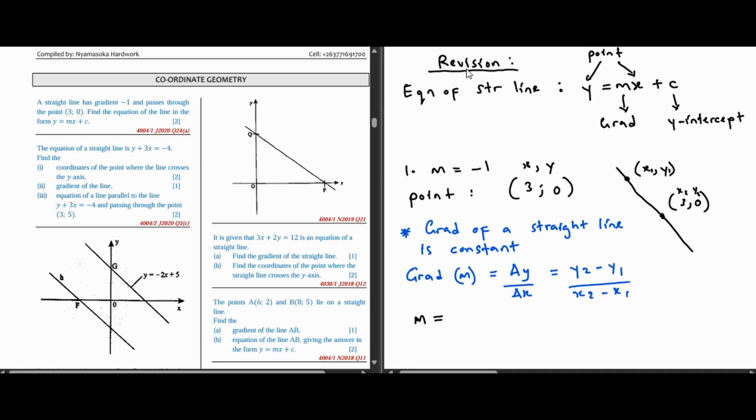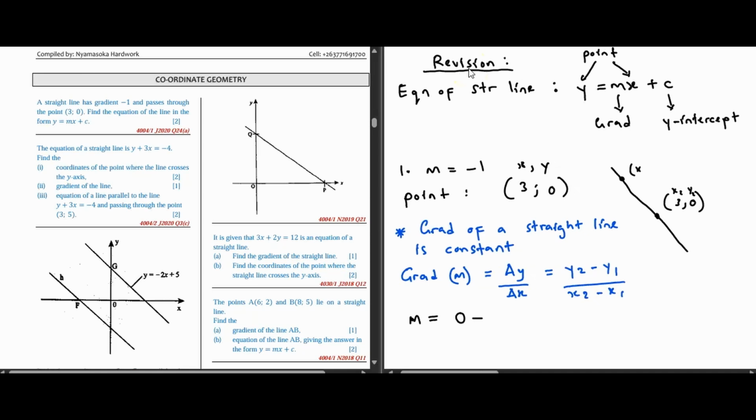Saka the gradient is the change in y over the change in x. Saka panapa tiri kutanga na y2. Y2 ndiani? Ndi 0. Ratati minus y1, tonyora yakadaro like this. Are we together before I explain what I want to explain? Let us keep this as just x and y.